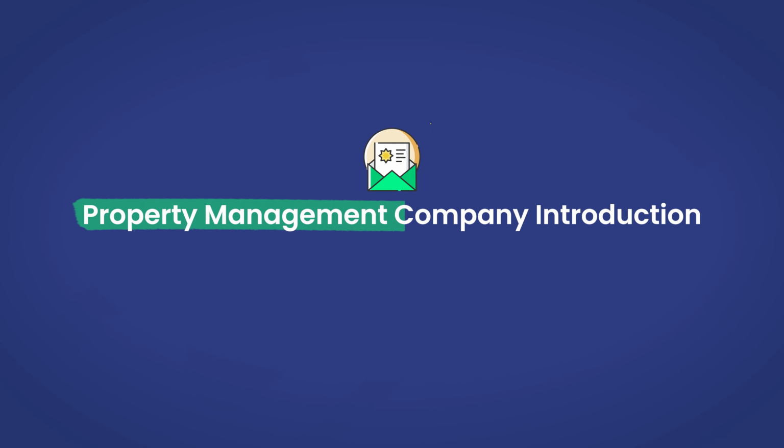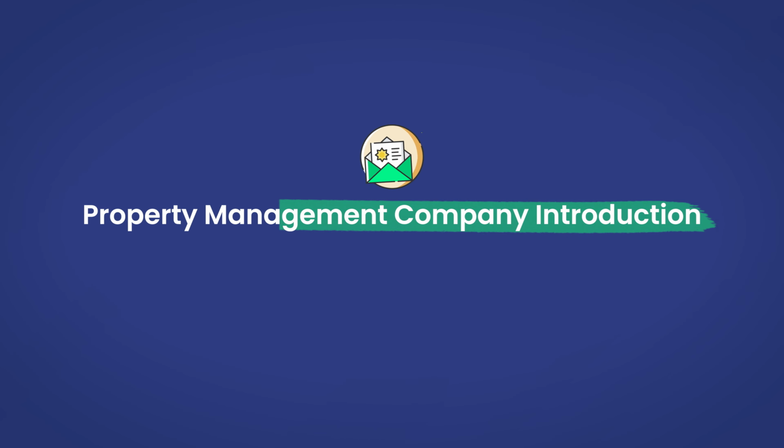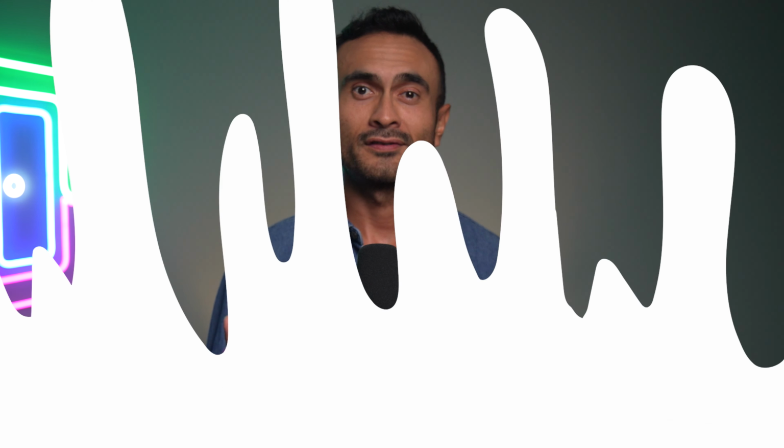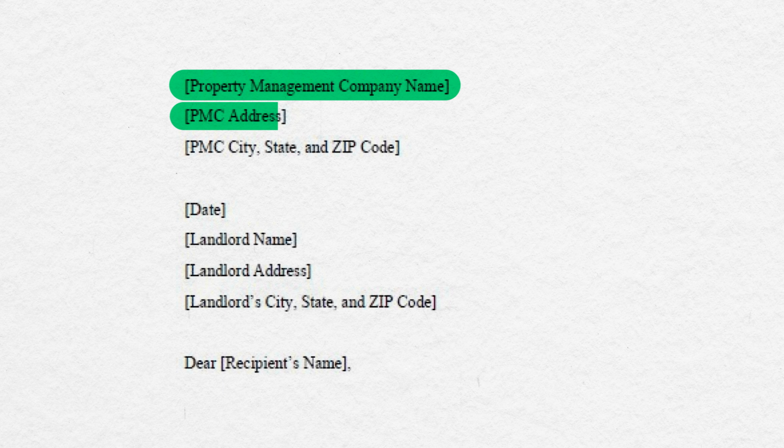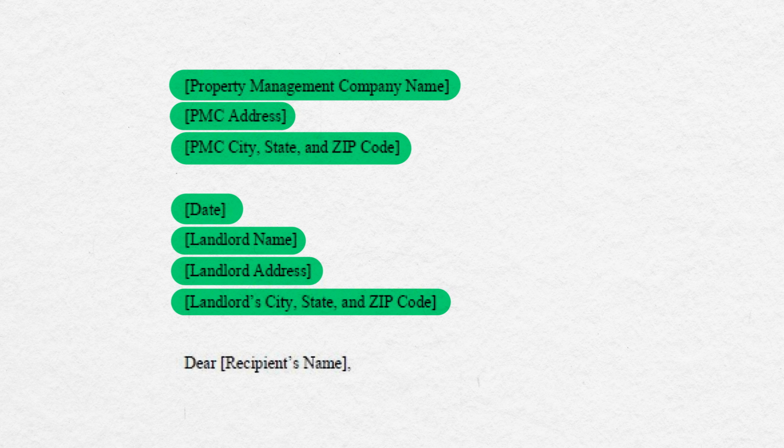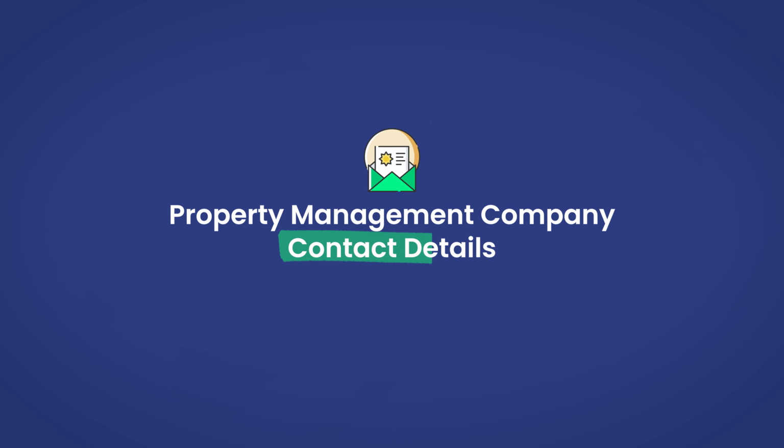Property management company introduction. The first thing that should be included in the property manager introduction letter is the new company itself. At the top of the letter, you should include basic information such as the name, address, and phone number of the new management. Below that, the owner should put the date and their own information. Property management company contact details.